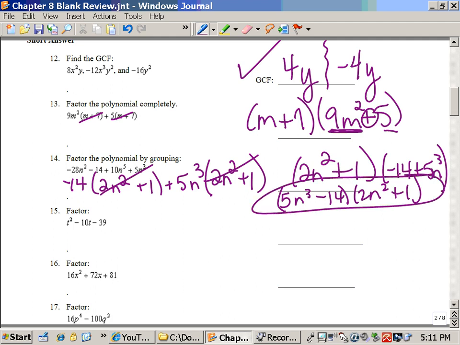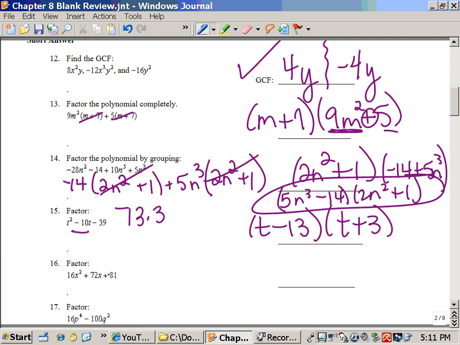Number 15, I need to multiply to get negative 39 and add to get negative 10. You could use your calculator in order to find this problem, or you just know that 13 times 3 is 39. I need to make it to be a negative 10, so I'm going to put the negative on the 13. The final answer for this problem is t minus 13 and t plus 3.